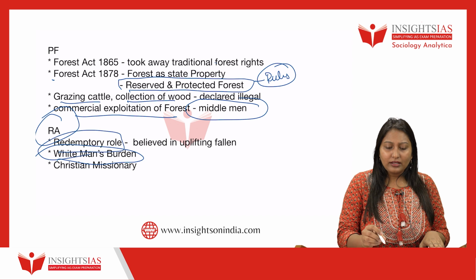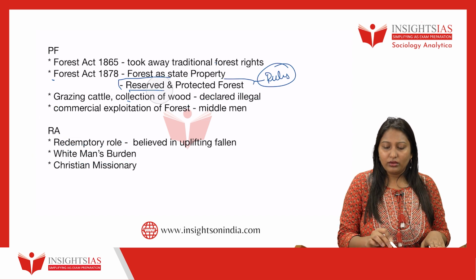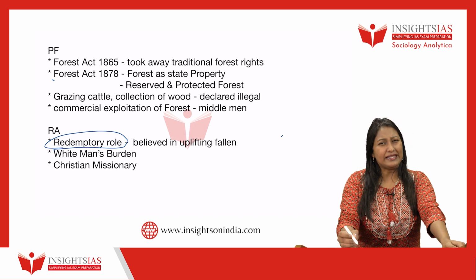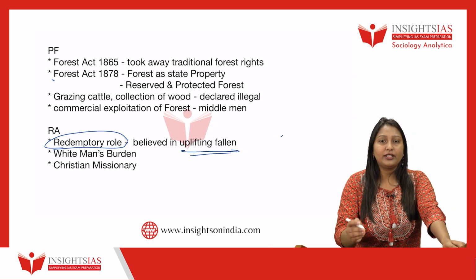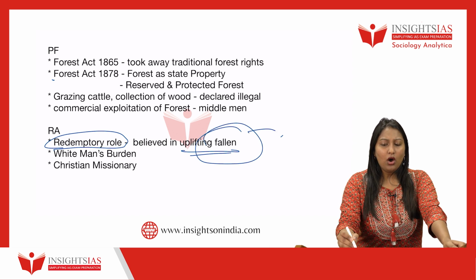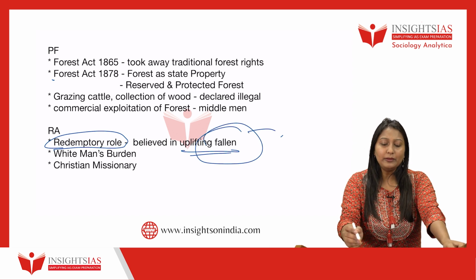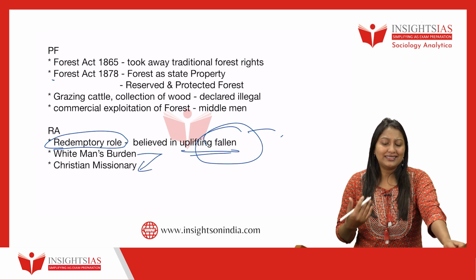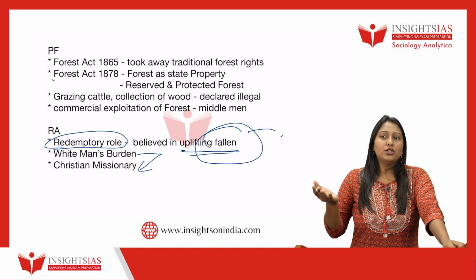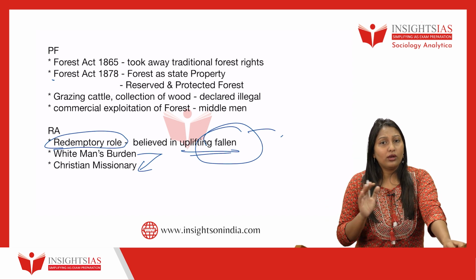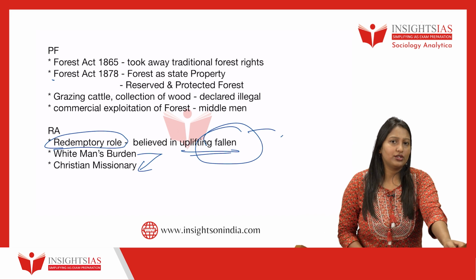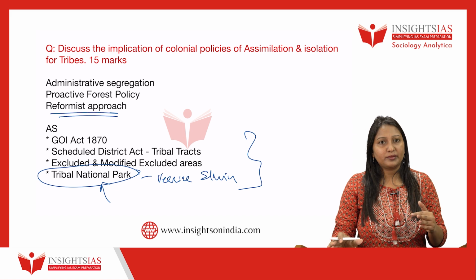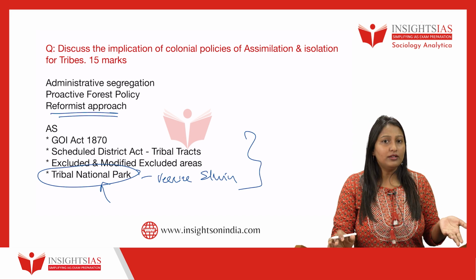Because of that, they took a redemptive role. What is a redemptive role? That is basically to reform people or uplift the fallen people. Here, fallen people means all the racial or colonized people. Fine. And in order to uplift them, what did they do? They sent the Christian missionaries on a massive scale, so that these people would be reformed. Along with that, they would also be converted into the Christian fold. So these are the set of policies with respect to tribes, that is, assimilation and isolation of tribes.